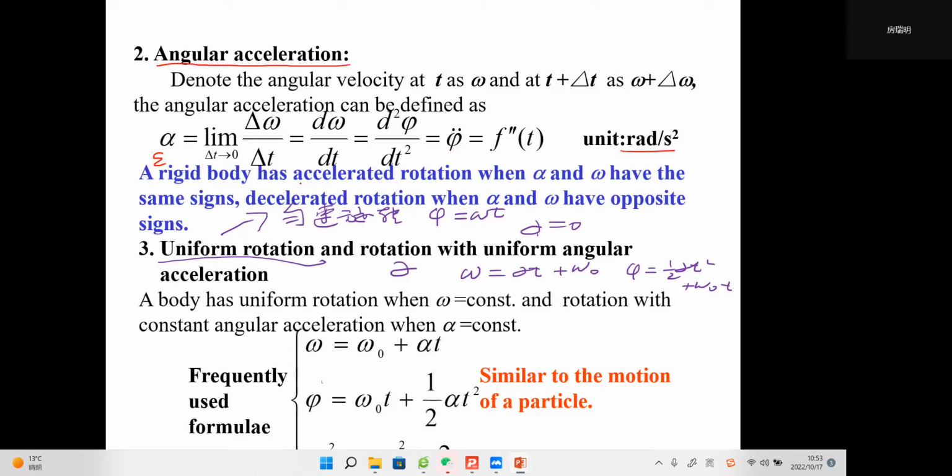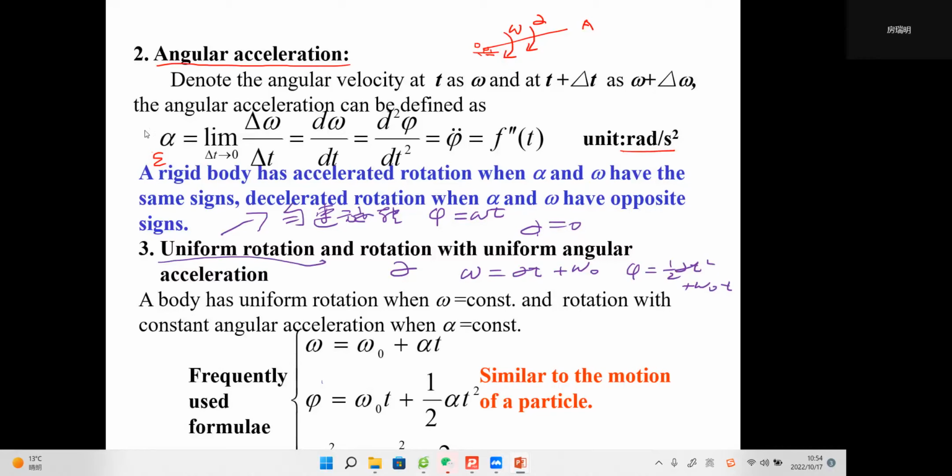So a rigid body has accelerated rotation when alpha and omega have the same sign. I can show you this. Let's say we have a bar, OA. Because it's along the CW direction for omega and also has a CW direction for alpha, then we can call that accelerated rotation, because alpha and omega have the same sign.